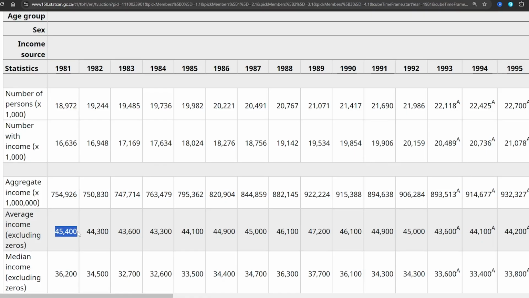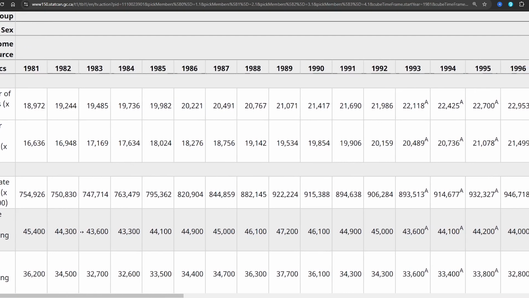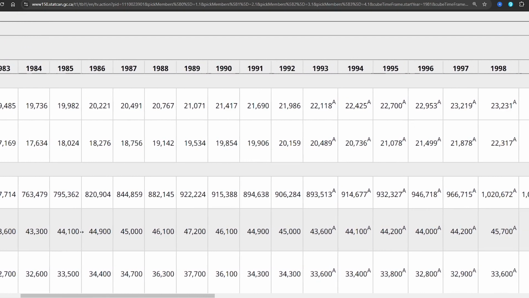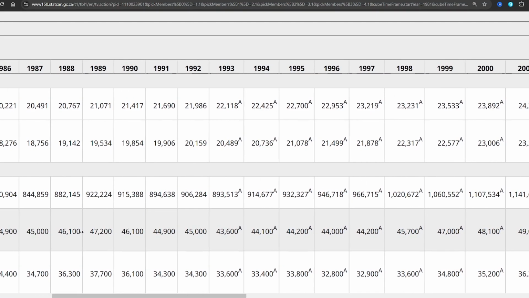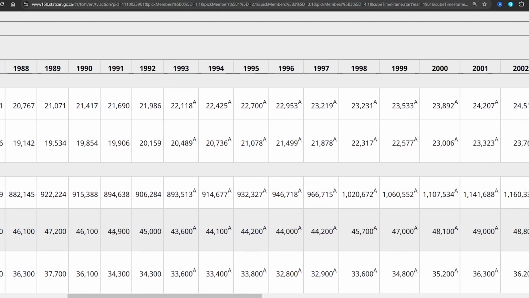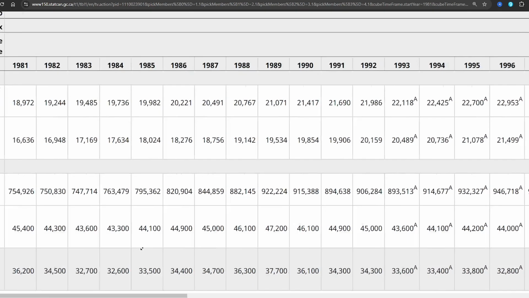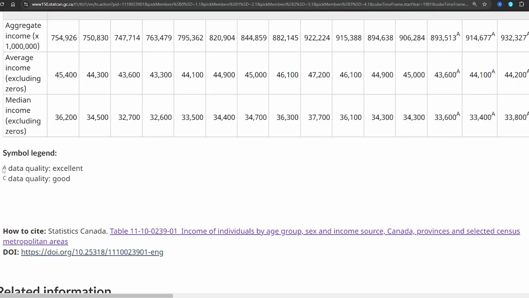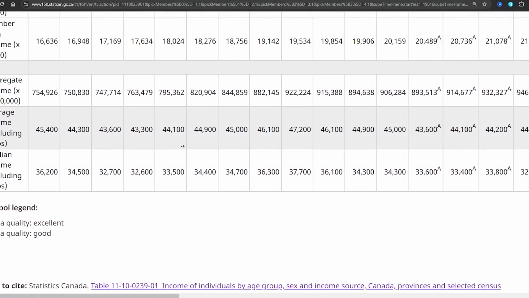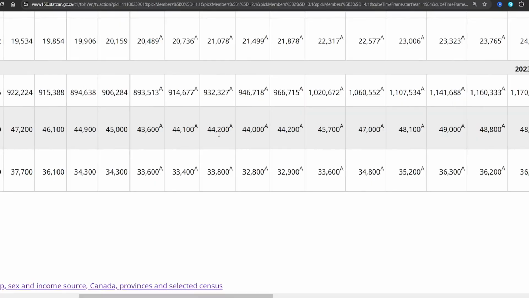Now, you can argue about how many people were working, and that's another discussion for another day. But that's the average income, okay? Now, as we move into the 90s, we can see relatively flat average income. We're still in this 44,000. And by the way, when it's denoted with an A, Stats Canada tells us the data quality is excellent. So when you're seeing A, those are very accurate numbers according to them.